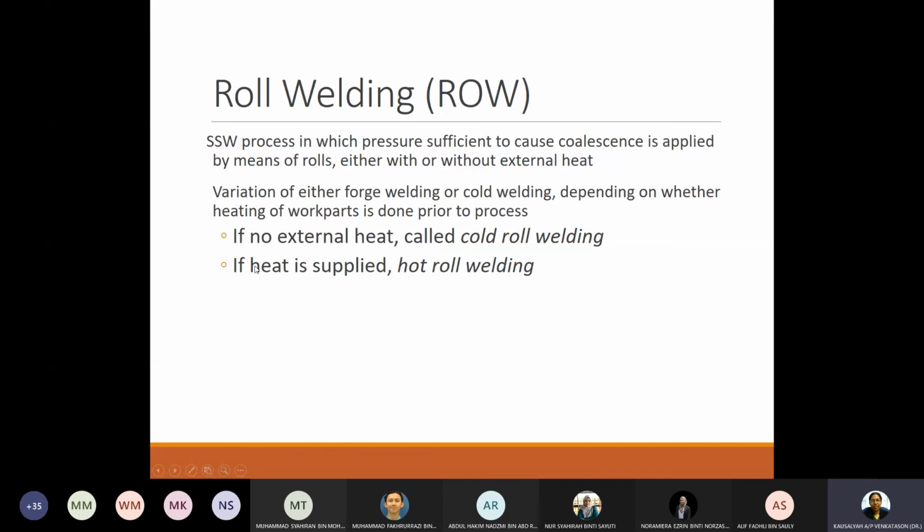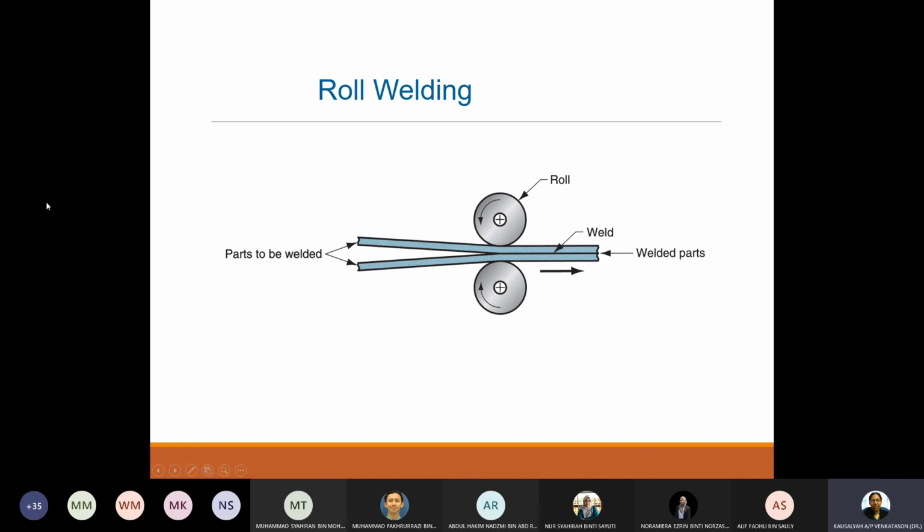And then we have roll welding. Okay, so this is a process in which pressure sufficient to cause coalescence is applied by means of rolls, either with or without external heat. So this is a variation of either forge welding or cold welding, depending on whether heat of the work part is applied prior to the process. If no heat, then it's cold roll welding. If heat is applied, then it's hot roll welding.